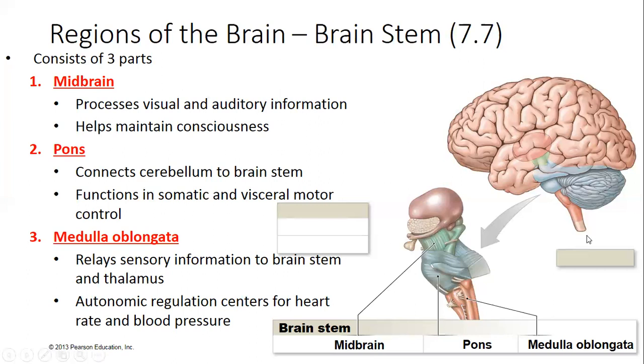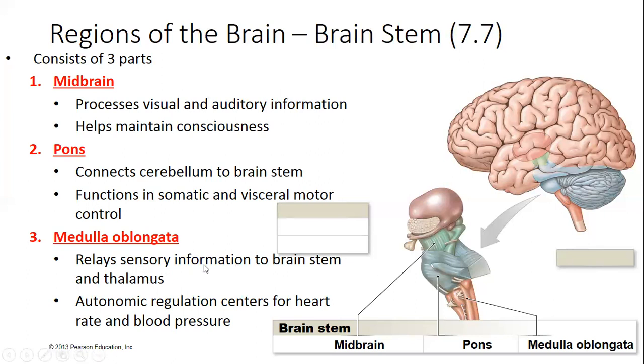If you think about it, the medulla oblongata is what connects the spinal cord to the rest of the brain. So any sensory information making its way up to the brain, or any motor information making its way from the brain down to the spinal cord, has to make its way through the medulla oblongata to get there. Similar to the connection between the pons and the cerebellum.